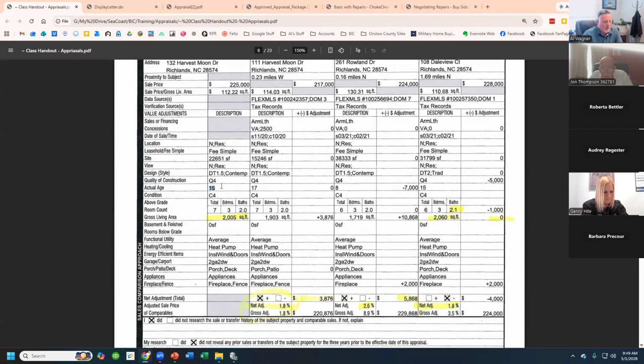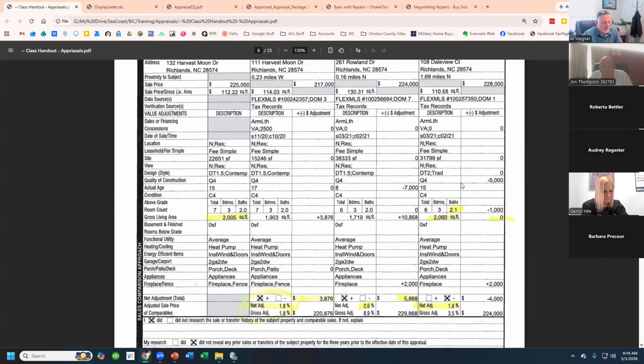Notice, when we do CMAs, we do $1,000 a year. This is 15 years old. This is 17. They did not do an adjustment. They typically don't do an adjustment for a couple years old. This one is 8 years old. They only did 7, so it's a 7-year difference. So they made a $7,000 adjustment.